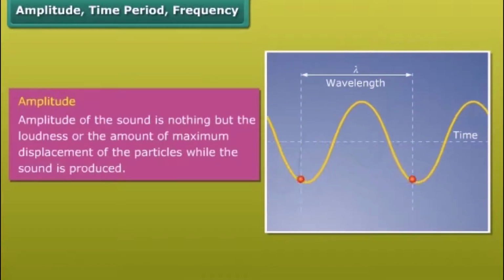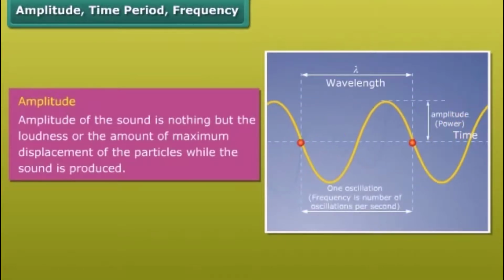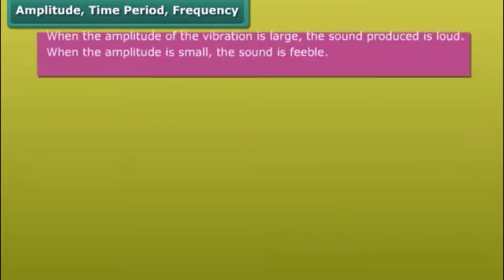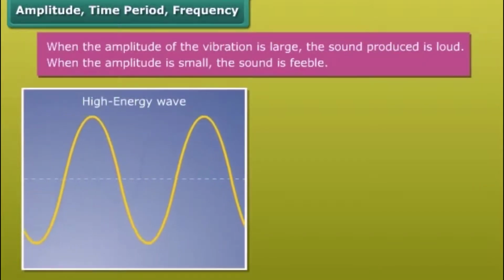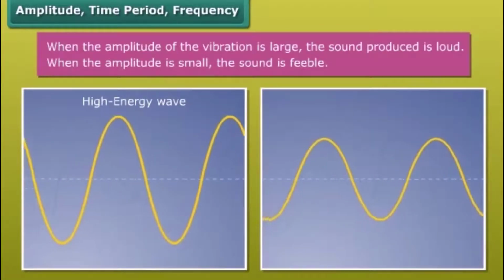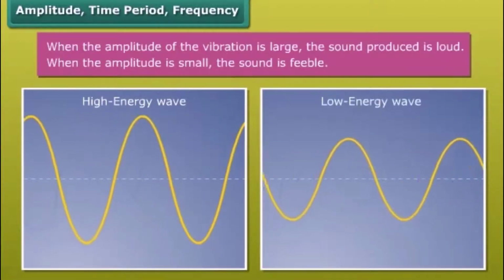Amplitude of the sound is nothing but the loudness or the amount of maximum displacement of the particles while the sound is produced. When the amplitude of the vibration is large, the sound produced is loud. When the amplitude is small, the sound is feeble.